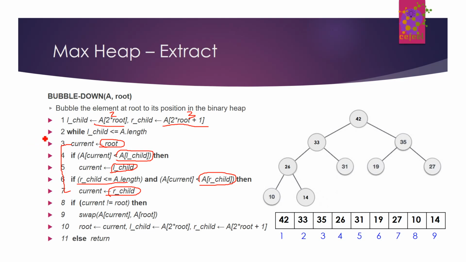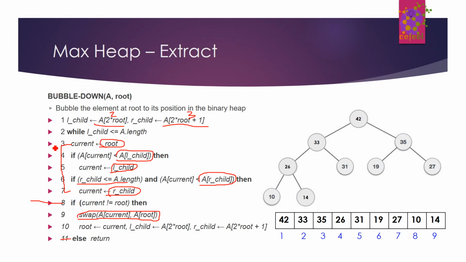So what do we do in step 8? In step 8, we check if the current has changed, which means if the current is not root. If the current is root, which means root is already in its position, so there is nothing to be done. We just return, else return. But if my current has changed, which means my current points to the left child or the right child, which means one of those children is actually greater than the root, what we do is swap those 2 elements. So I swap current and root.